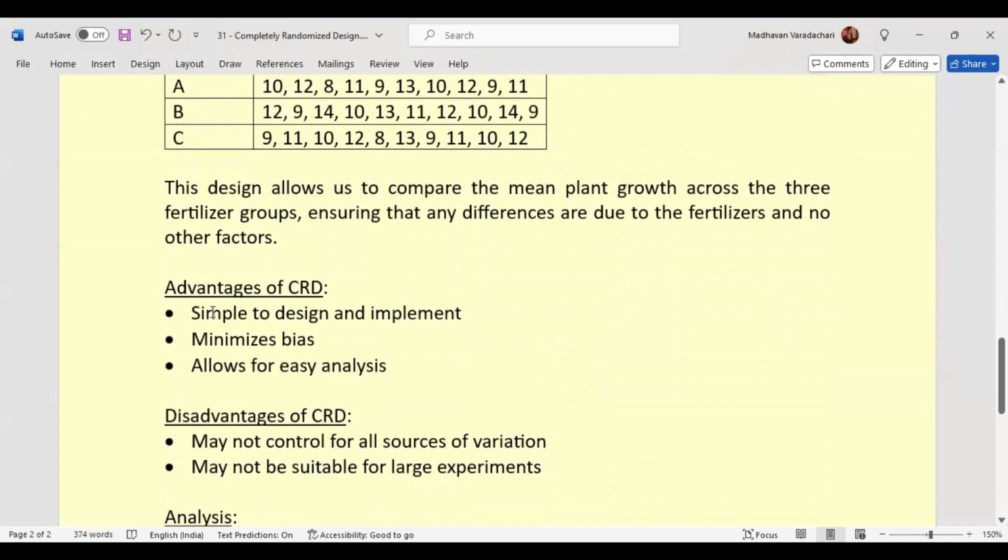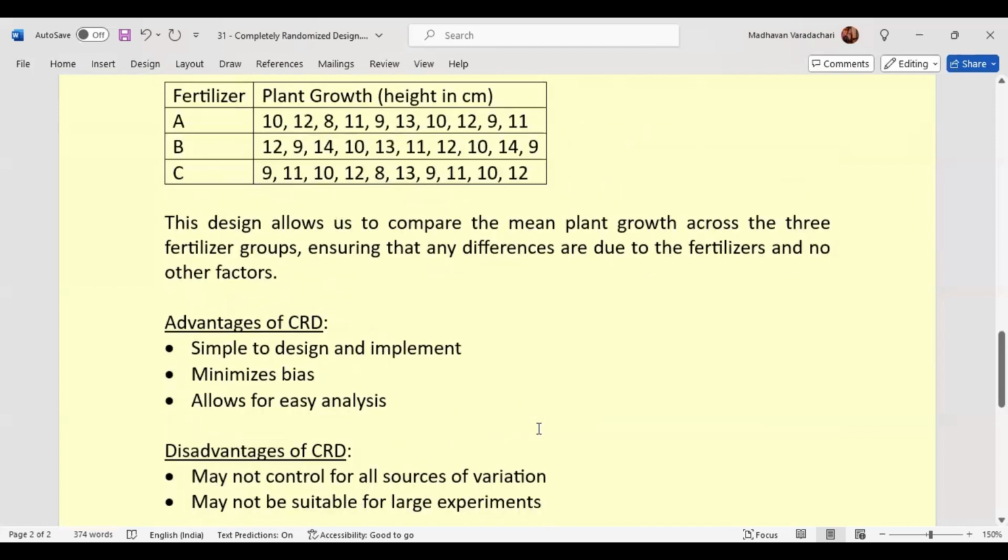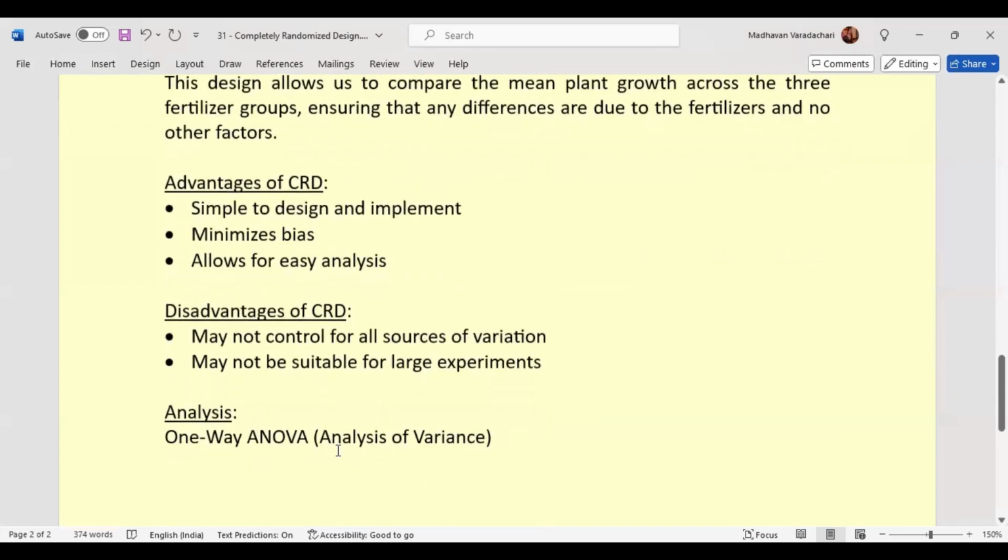Advantages of completely randomized design are that it is simple to design and implement. It minimizes bias. It allows for easy analysis. But there are disadvantages also, because it may not control all sources of variation and may not be suitable for large experiments. For doing analysis, we use what is called ANOVA, or analysis of variance, a one-way ANOVA, to analyze a completely randomized design.